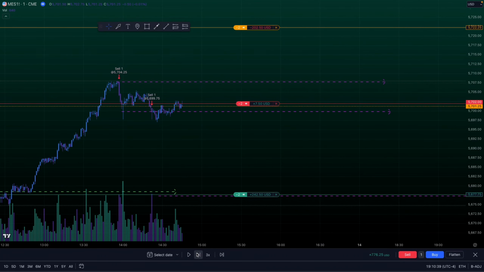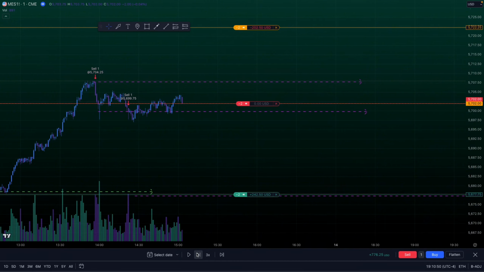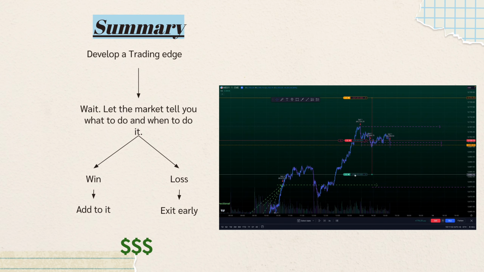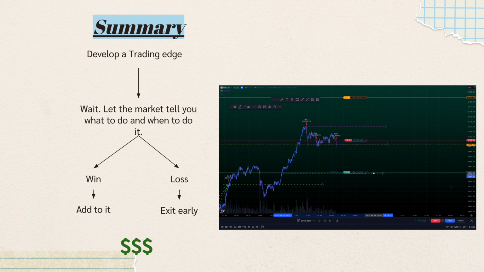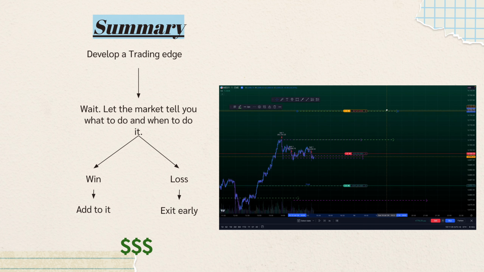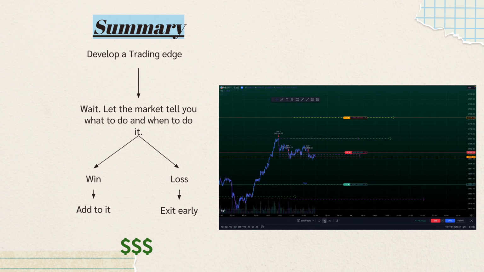Finally, the only rule that I have is not to trade until 10:30 in the morning. To summarize my approach, first, through months of backtesting and live trading, I developed a trading edge. This can be anything you want. It could be moving averages, Fibonacci's, ICT concepts, it does not matter. But it is better if it's simple and easy to replicate.